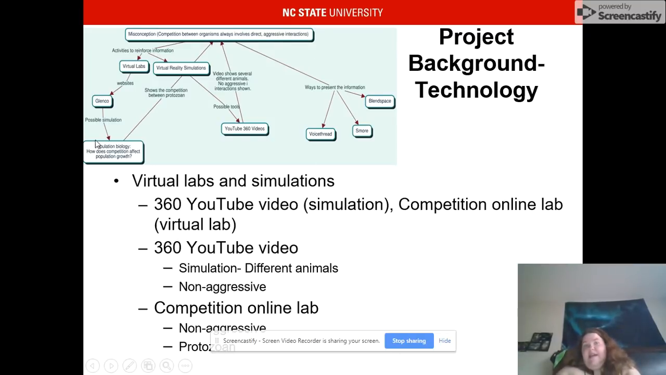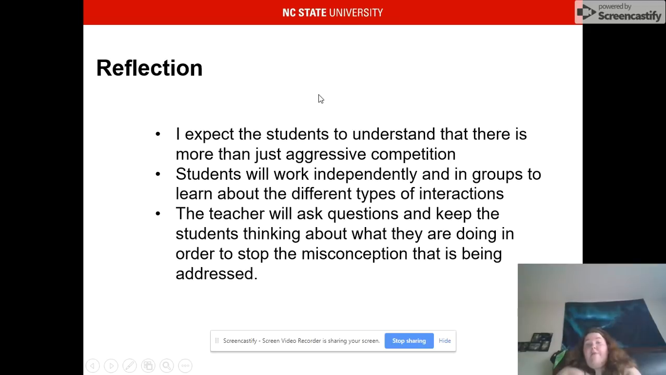Up here you can see my concept map and how it all connects back to this misconception that I've made. I expect the students to be able to understand by the end of this that there is more than just aggressive competition. I also expect to see the standard addressed as well, and that the students will get a lot out of this.